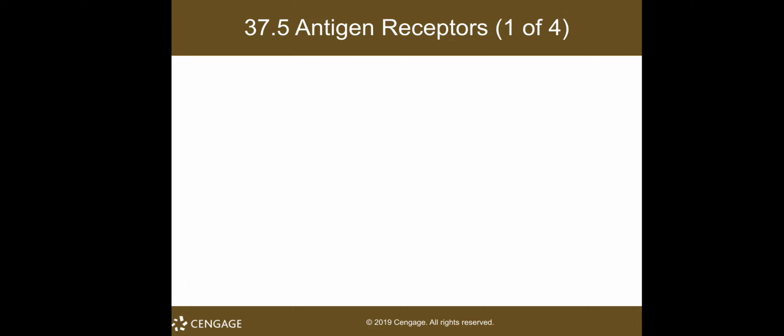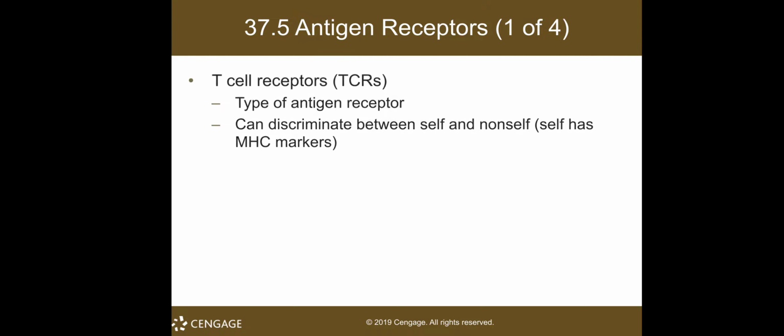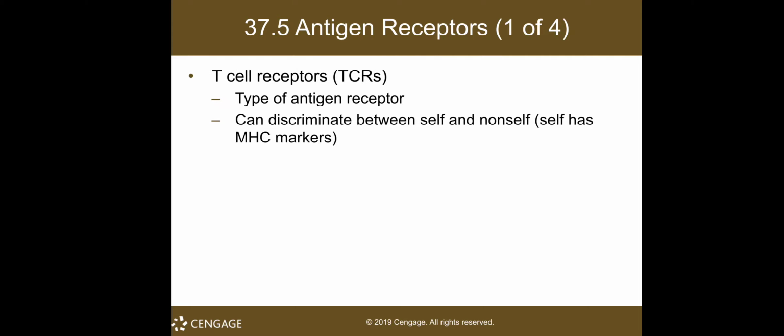In the previous part of this lecture, we discussed the innate immune response. Now, we will look at the adaptive immune response. So, as an introduction to adaptive immunity, let's first look at antigen receptors. We have several types of antigen receptors. One of them is the T-cell receptors.